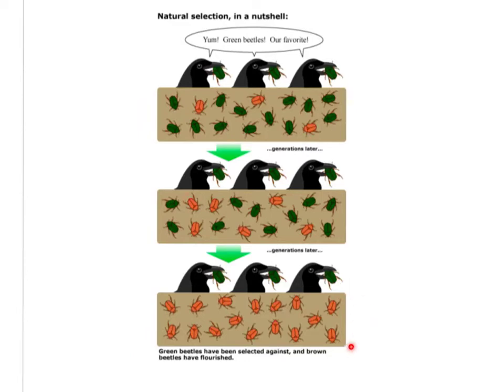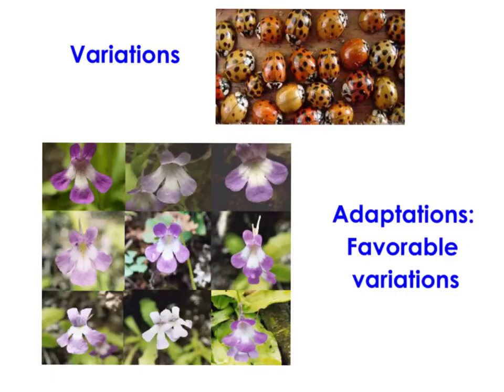Eventually, we're going to have a population that looks like this. The green beetles have been selected against, and these orange beetles have flourished. And this is the idea of natural selection, that as different kinds of selection happen, either in favor or against certain variations of a population, we get a change in that population over time.